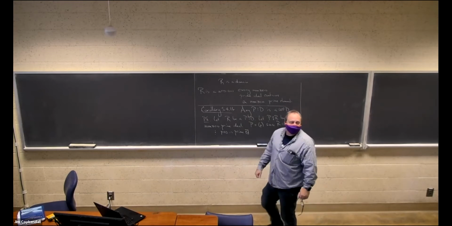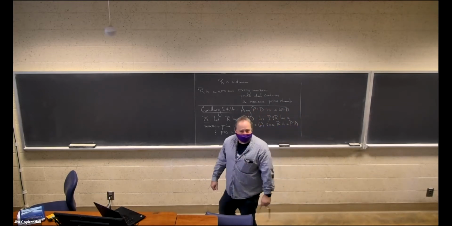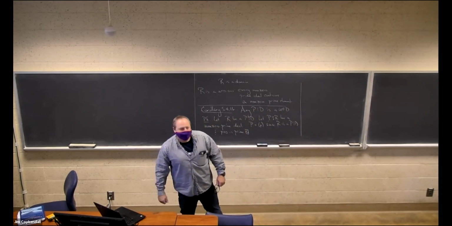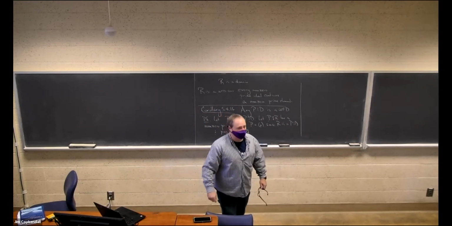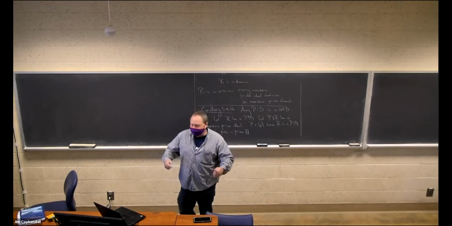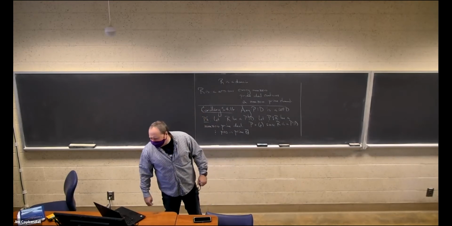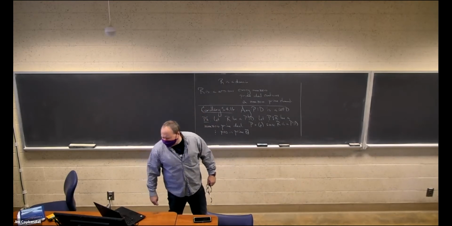Let me generalize another property that the integers have. One of the most powerful things the integers have is the Euclidean algorithm, right? You can divide and get a remainder. So we're going to make a definition here.